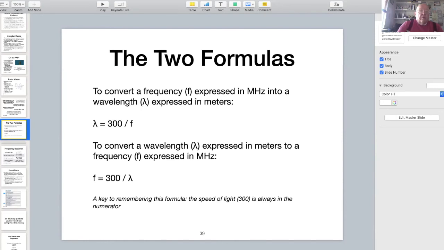And notice that in both of these formulas, 300 is in the numerator. You always divide into 300. Some of the distractors on the test may ask, have you been dividing 300 into something? Well, that's not correct. 300 is always in the numerator.